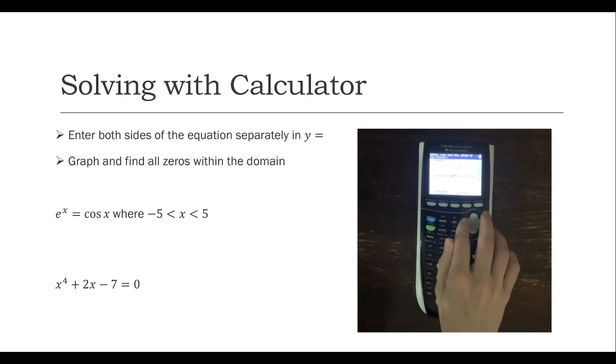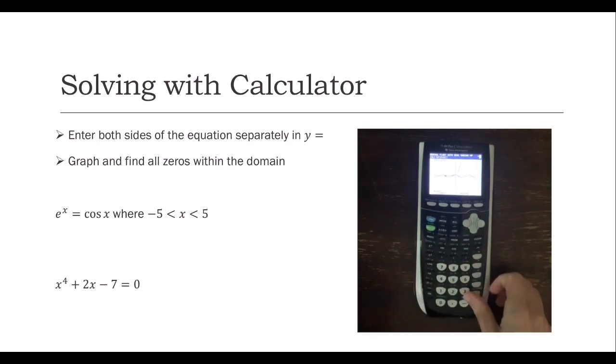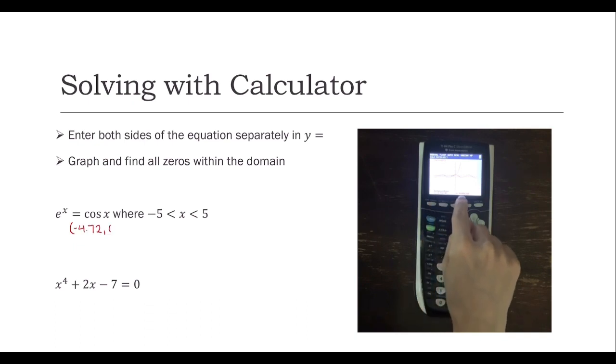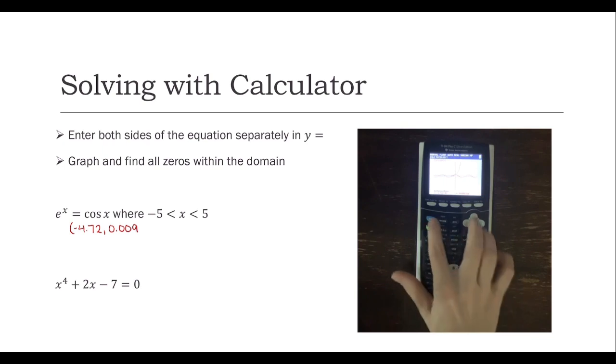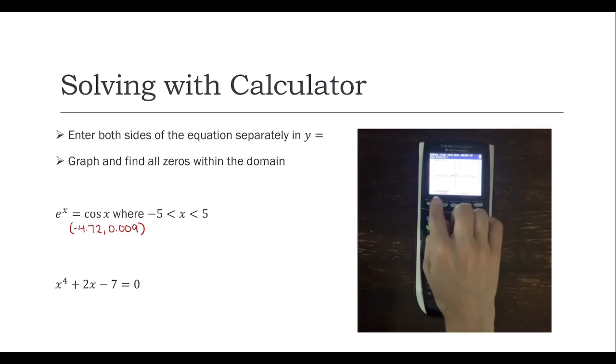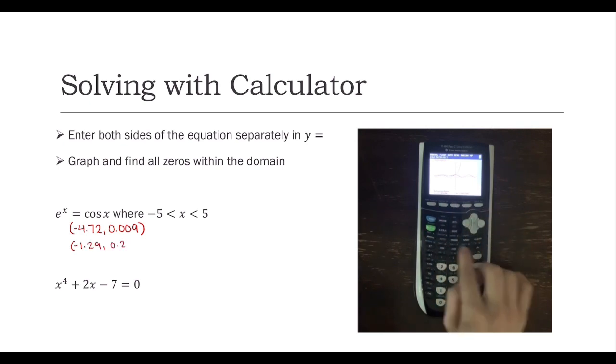So if we go over to here, we can see that this intersection is when x is negative 4.6, so that'll be within our domain. So we'll hit enter 3 times around here. So our first intersection is negative 4.72, comma 0.009. Our second intersection will be around here, so we'll hit enter 3 times. And it's at negative 1.29, comma 0.275.